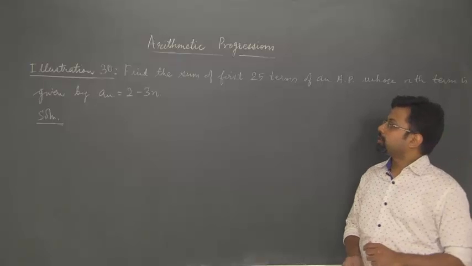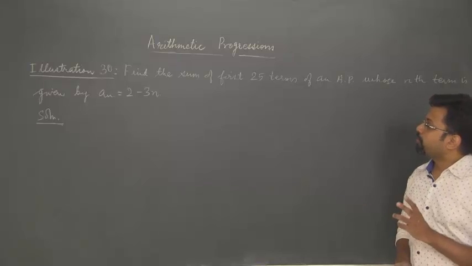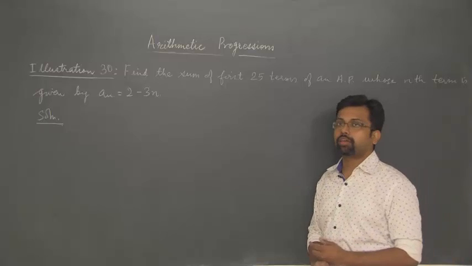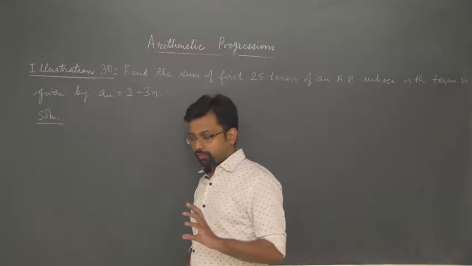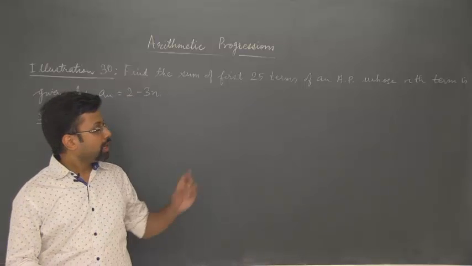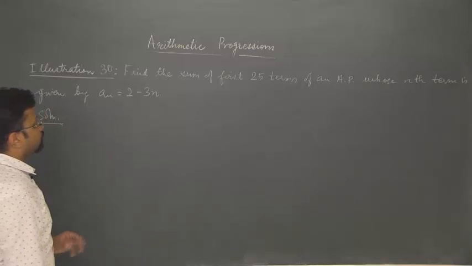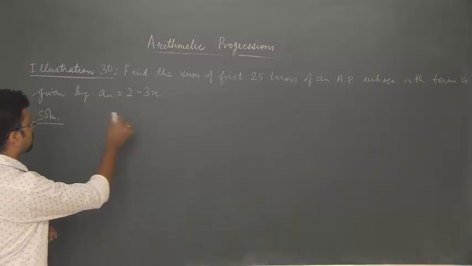What does this question say? It says find the sum of first 25 terms of an AP where the nth term is given by an equal to 2 minus 3n. So we have a general formula for the nth term and we have to find out the sum to 25 terms of an AP. Now it's a tricky question and let's see how we approach it.